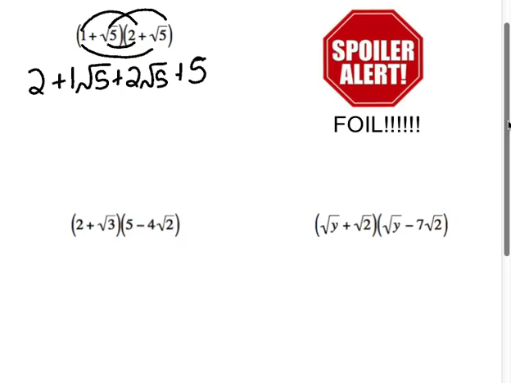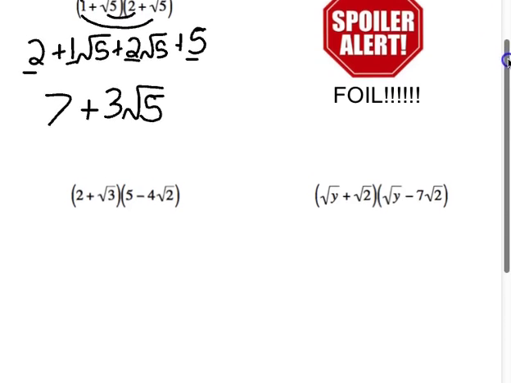Once I go through that FOILing process, now I'm just going to combine my like terms. 2 plus 5 gives me 7. 1 square root of 5 plus 2 square roots of 5 gives me 3 square roots of 5. All right, so again, not too difficult, and I know that you've seen this before. Now let's talk about another one.